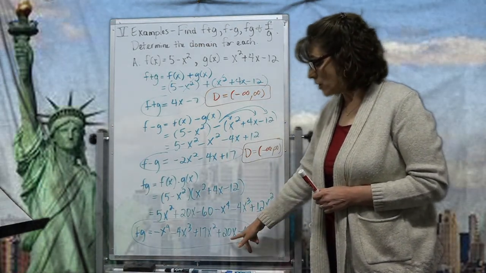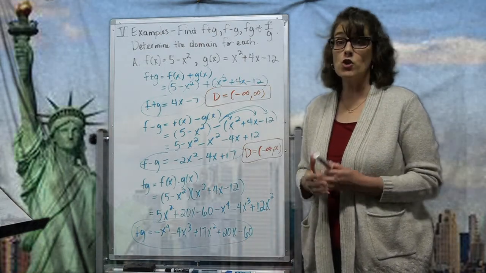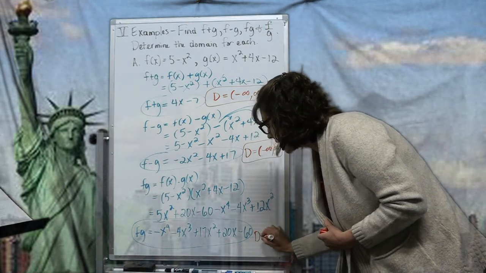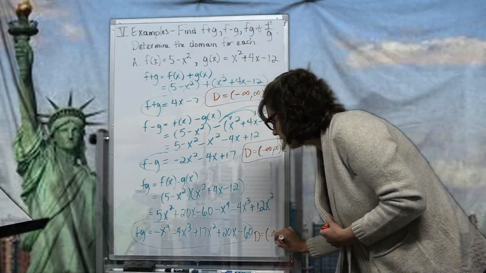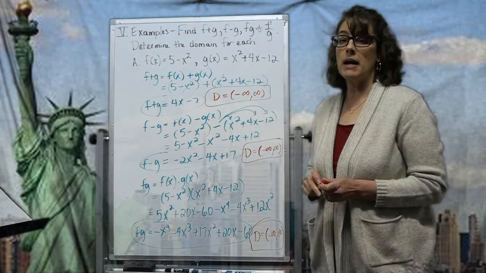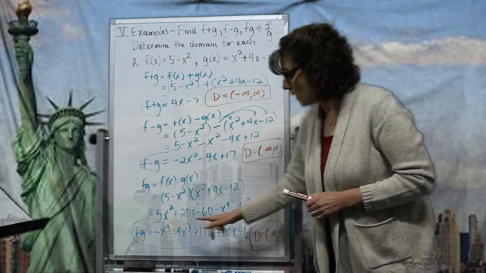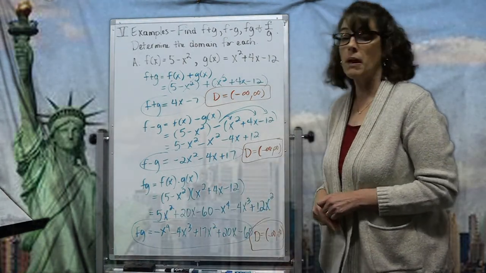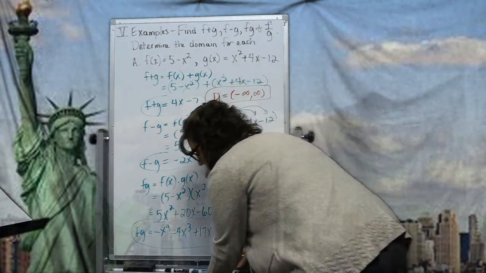Similar thing here as I look at this, no fractions, no square roots. I don't need to worry about anything here as well. So that means once again my domain is negative infinity to positive infinity. There is my domain. Every single number that I can think of is okay to put in for these x's for the result of when I multiply my f function and my g function.